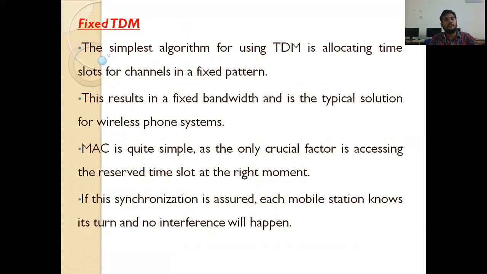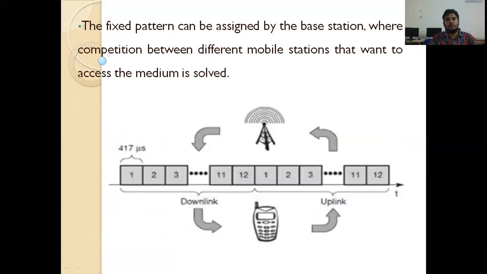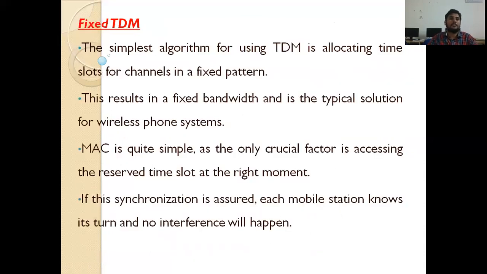Now, fixed TDM is the simplest algorithm for using TDM. The simplest algorithm for using TDM is allocating time slots for channels in a fixed pattern. This results in a fixed bandwidth and is the typical solution for wireless phone systems. So the MAC is quite simple, and the only crucial factor is accessing the reserved time slot at the right moment.